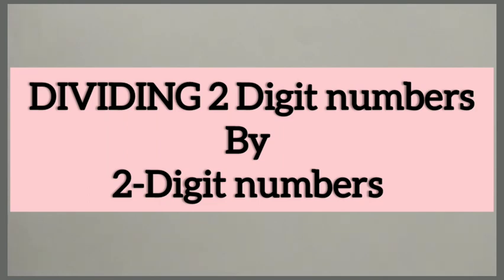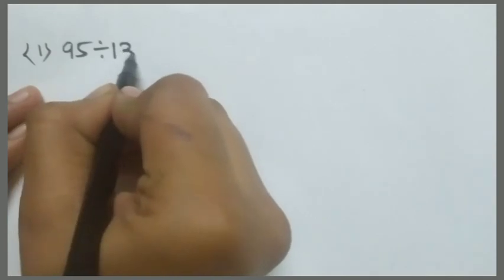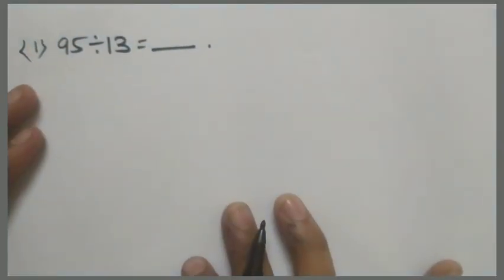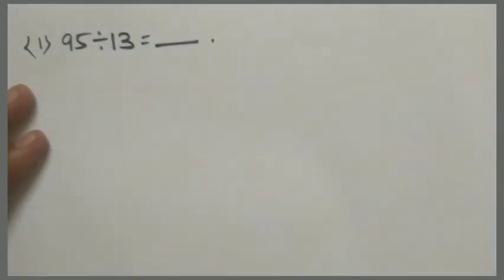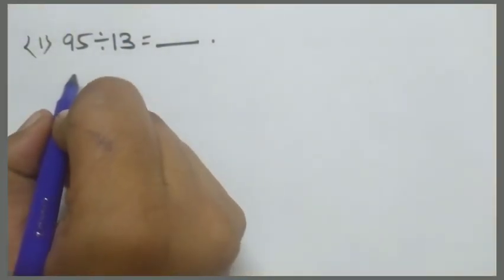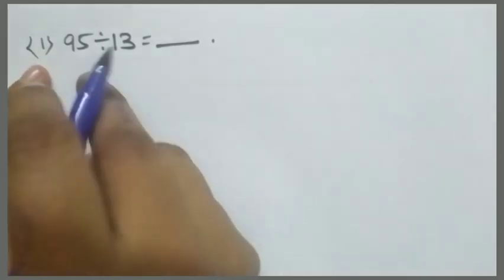In previous class we have learned dividing two digit numbers. We have estimated quotient. Now let us learn about dividing two digit numbers by two digit numbers. Look here, children. For example, 95 divided by 13 is there. We can do this in two ways. Already I have said, in the first method we estimate the quotient. Now I will explain two methods.